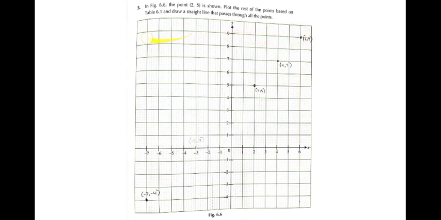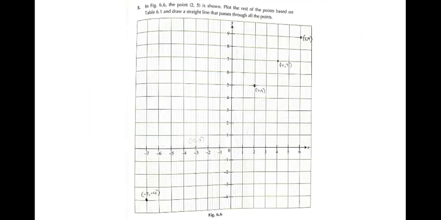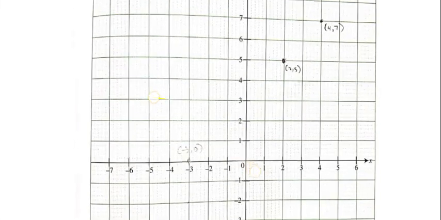And then draw a straight line that passes through all the points. I didn't draw it for you, but you can see from here that it is a straight line, right? And it must be a straight line. As long as it's a linear equation like this, it will always be a straight line. If it's not a straight line, then that will mean there's some mistake.